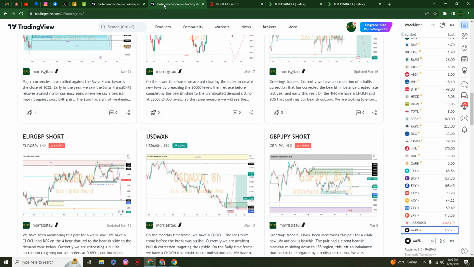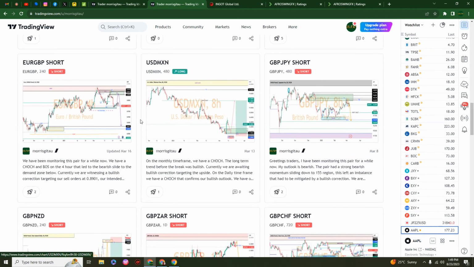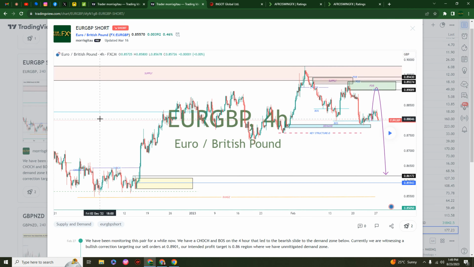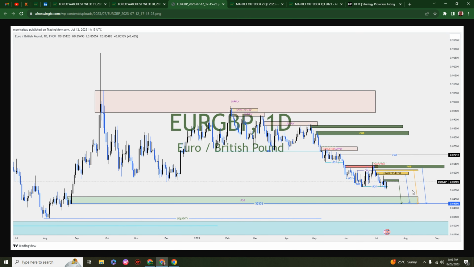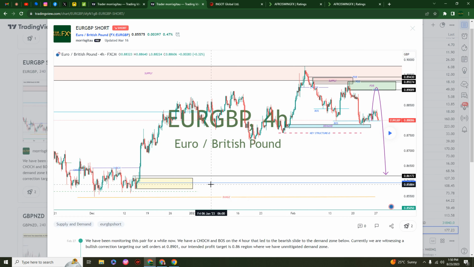Presently, allow me to go to my profile on TradingView. It's a bit easier to show you. And this is a further update. I had posted this earlier in March, and I was targeting 0.86. Then I posted this update targeting 0.84256. So let us see how the market played out. At this point, I was talking about a retracement to this level.